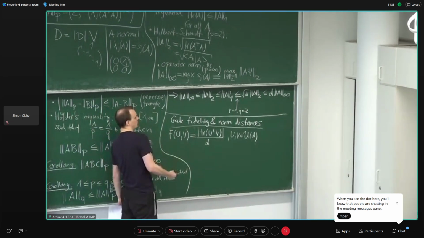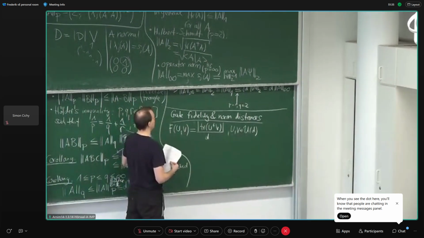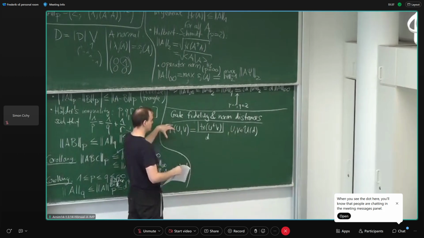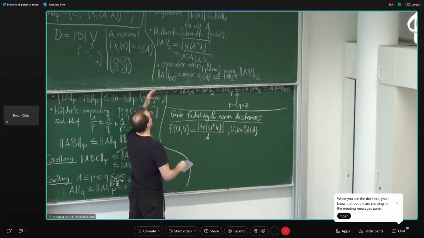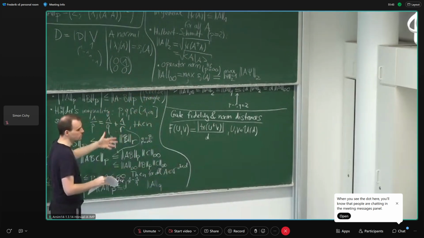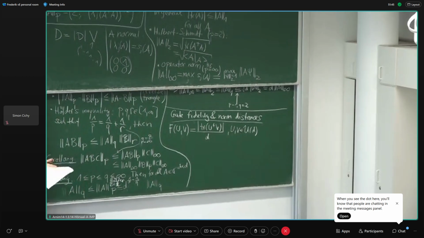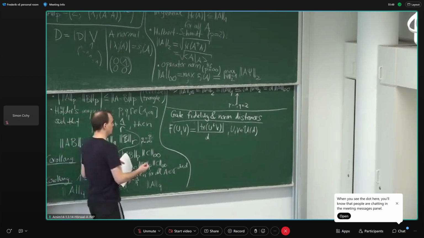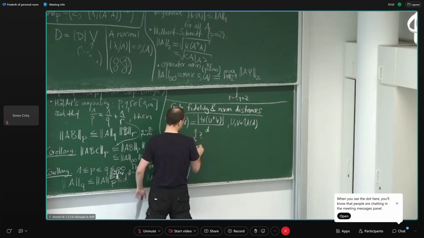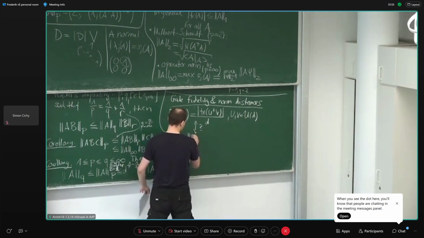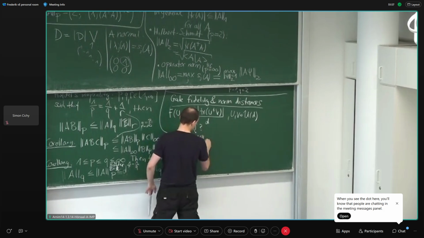The question I want to ask is whether there is some relation between this measure of overlap between unitaries and this norm measure. Because I could, of course, just take my 2 unitaries, take their difference, and look at their norm. Relation to c minus b.